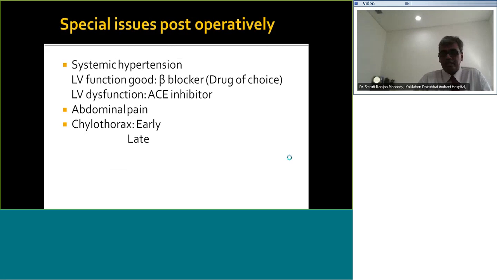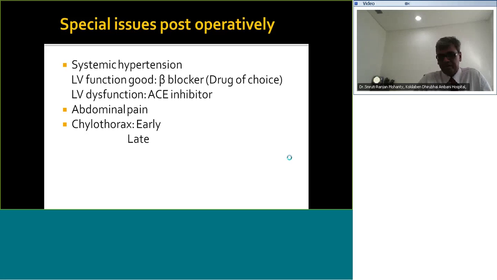Now, the special issue that one should know is systemic hypertension, and this has to be treated by beta blockers if the LV function is good, or by ACE inhibitors if there is LV dysfunction. Now, when you re-establish the flow to the abdominal vessels by a coarctation repair, you will end up with a gut overperfusion syndrome, and that can lead to gut distension, abdominal pain, transient NEC type pictures. Of course, in adults it will end up with an acute abdomen kind of picture.